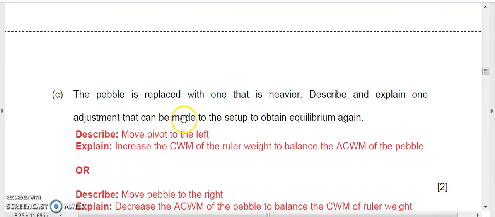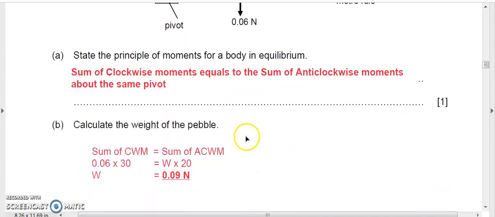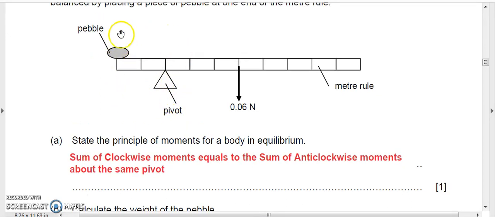Describe and explain one adjustment that can be made to the setup to obtain equilibrium again. If I have a larger anti-clockwise moment, you need to say I either move the pivot to the left or move the pebble to the right. Because if this moment is bigger, move the pivot a bit more to the left. Why? Because you reduce the anti-clockwise moment so that it can balance out the clockwise moment. Another way is to move the pebble to the right.